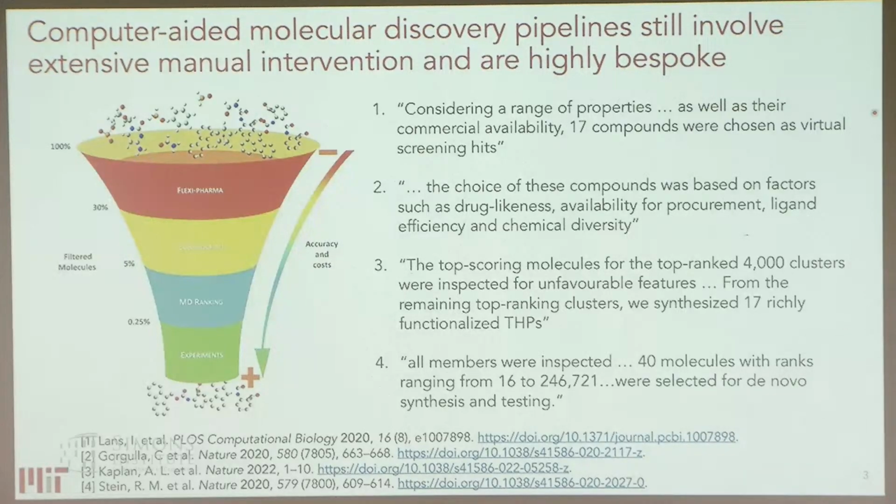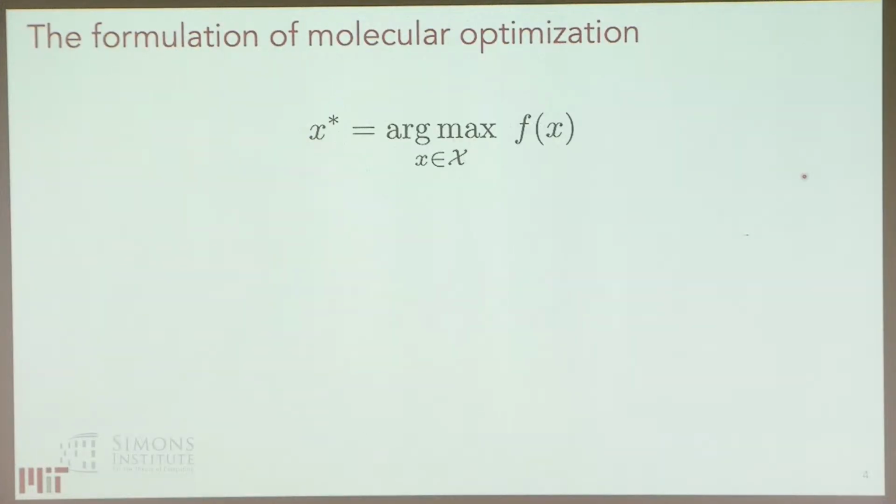You see these processes in methods sections where they talk about taking top scoring molecules, and then they cluster them into 4,000 clusters. They inspect them, and then they pick 17 to make. Why 17? Why 4,000? In this case, they looked at 40 molecules whose ranks span 16 to 246,000. So something about this ranking function is clearly not mimicking actual user preferences. Despite their successes, I find these workflows fairly unsatisfying, and I hope there's room to make this a little bit more systematic.